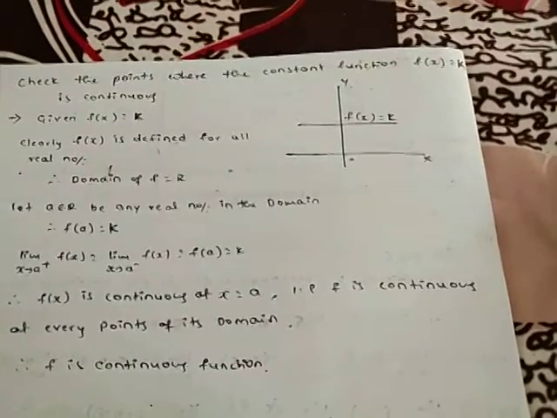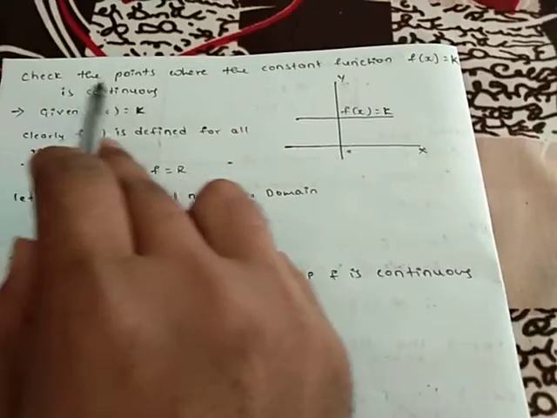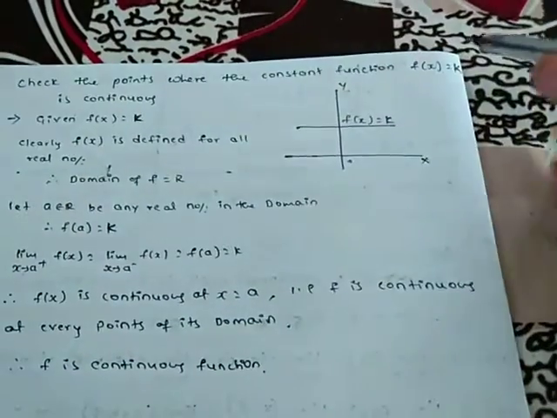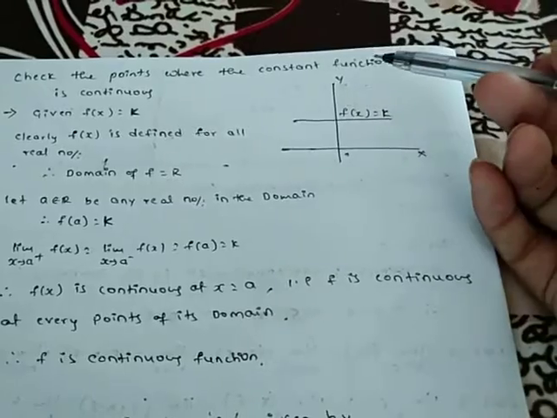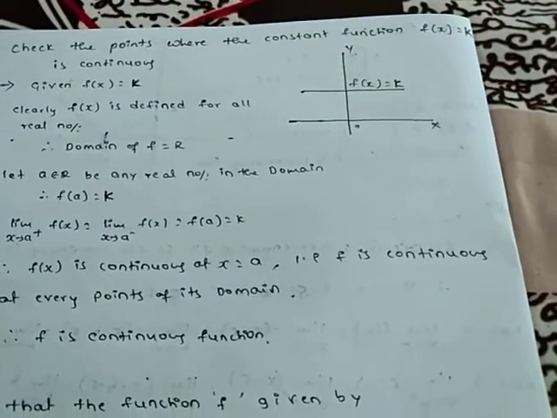So the first question is: check the points where the constant function f of x is continuous. Means we need to check the continuity of the constant function, that is, at which points the constant function is continuous.